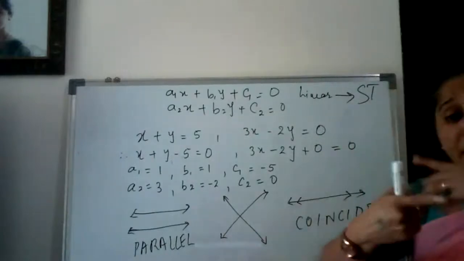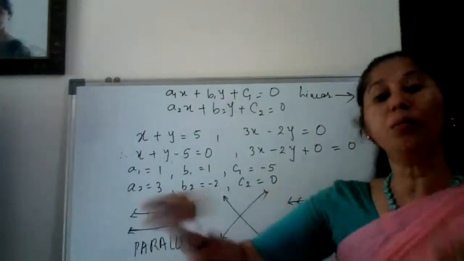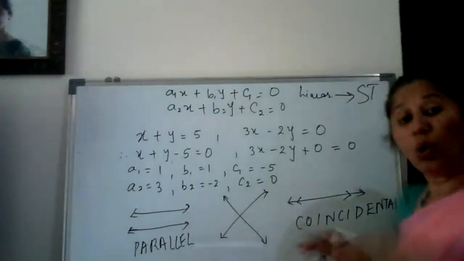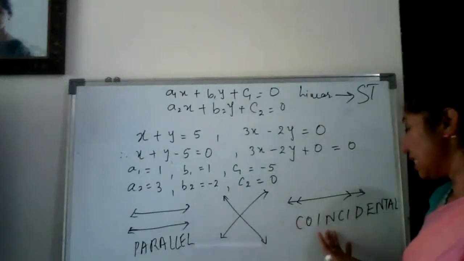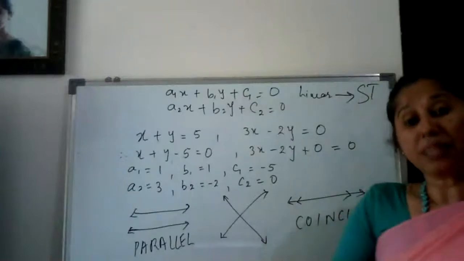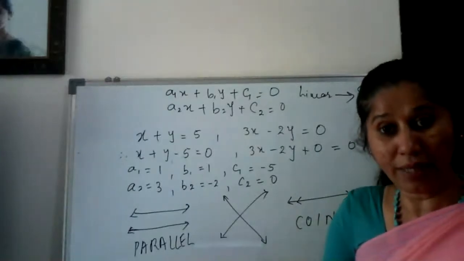And when they meet one on top of the other, it means all the points are common. Here you can see only one point is common, whereas here all the points are common, and such lines we call coincidental lines. So that means if you're given the equations, right?